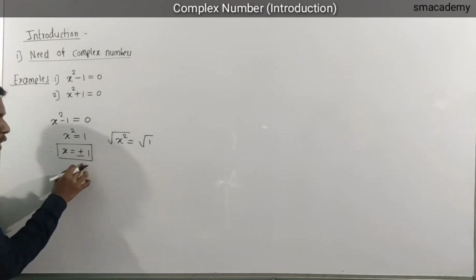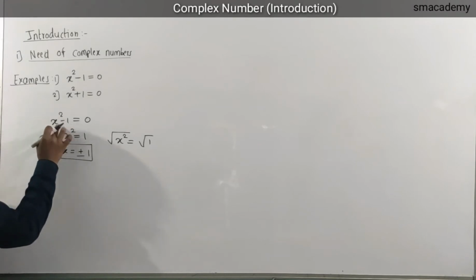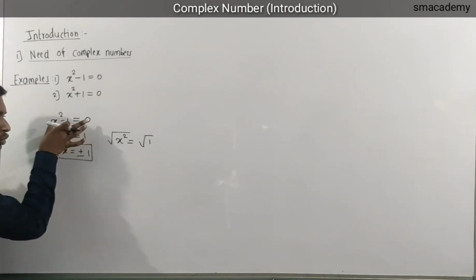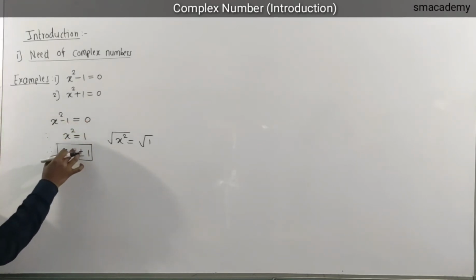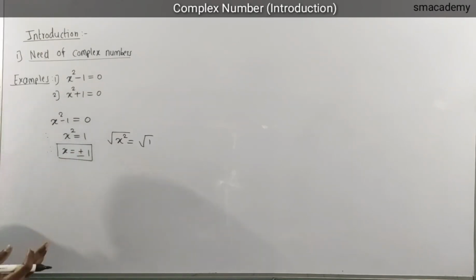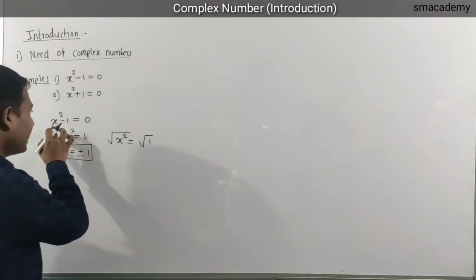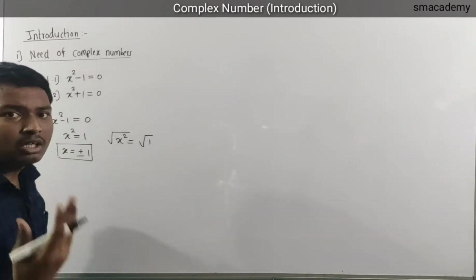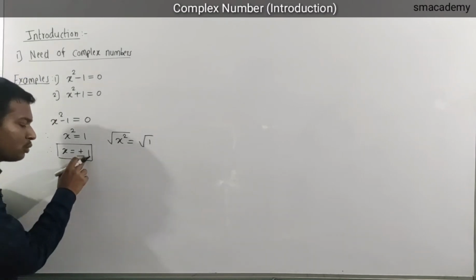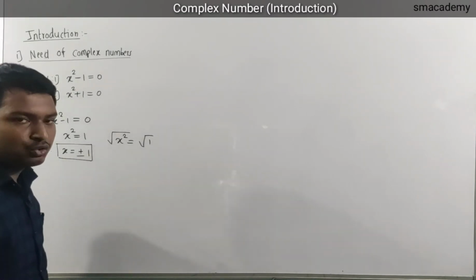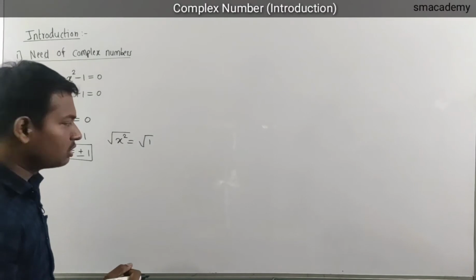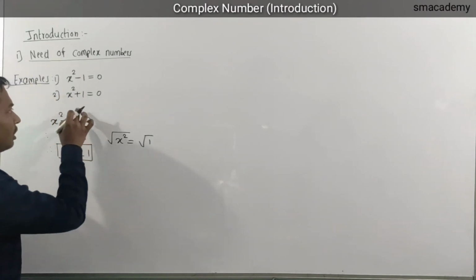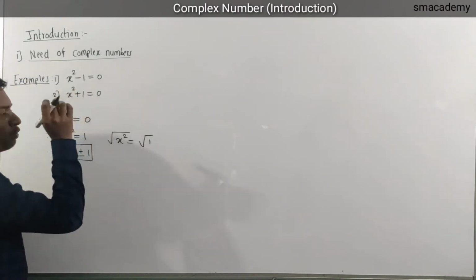Now students, observe here, x square minus 1 is equal to 0. Solving this equation we get x is equal to plus minus 1, means x is equal to plus 1 or x is equal to minus 1. This equation x square minus 1 equal to 0 has two real solutions, x is equal to plus 1 and x is equal to minus 1. It has two real solutions. Now see the second equation, x square plus 1 equal to 0.